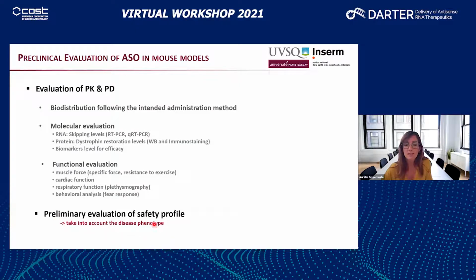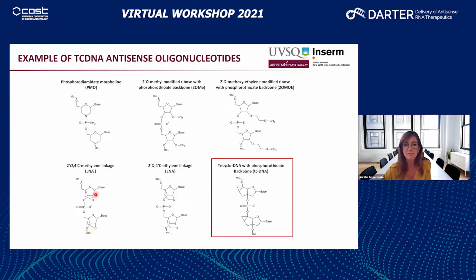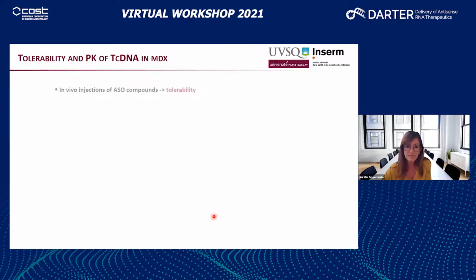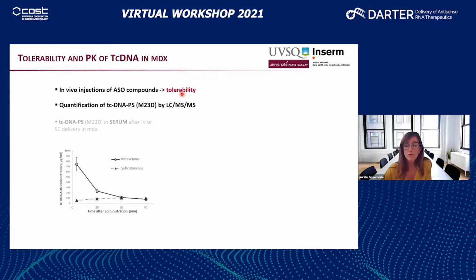But here you have to be careful and take into account the disease phenotype. And I'll show you with dystrophic mice, for example, they have some biomarkers that are elevated, so they may not be ideal for this. This is just a quick slide to show you that some examples that I will give today are based on this particular chemistry of antisense oligonucleotide, which are called tricyclo-DNA. And so, for example, when we use these tricyclo-DNA antisense oligonucleotides in the MDX mice, the in vivo injection allowed us to check for the tolerability, but also the biodistribution.